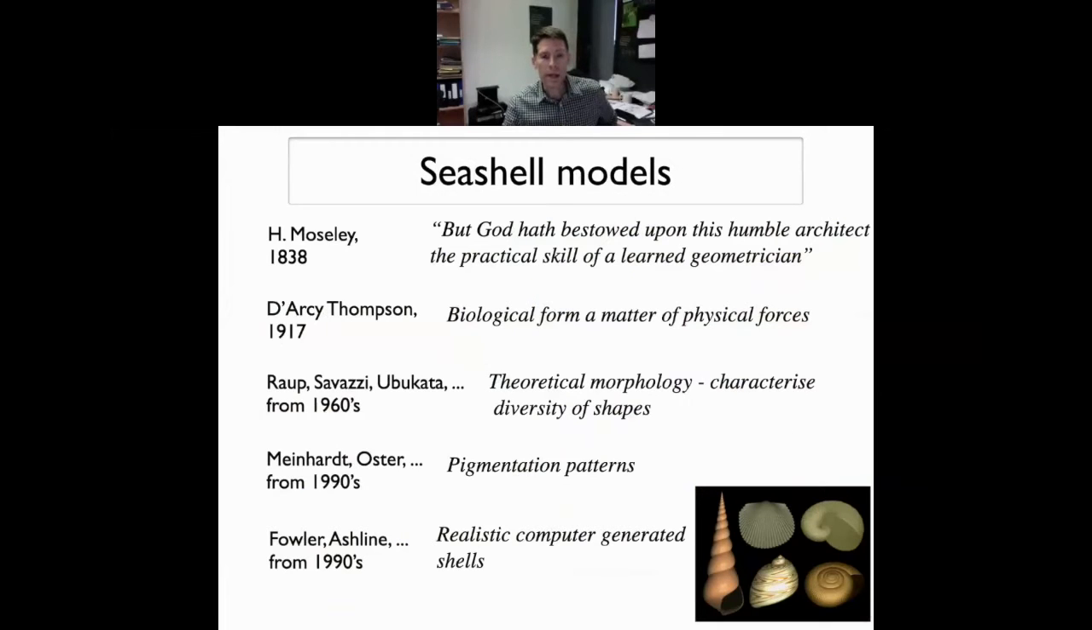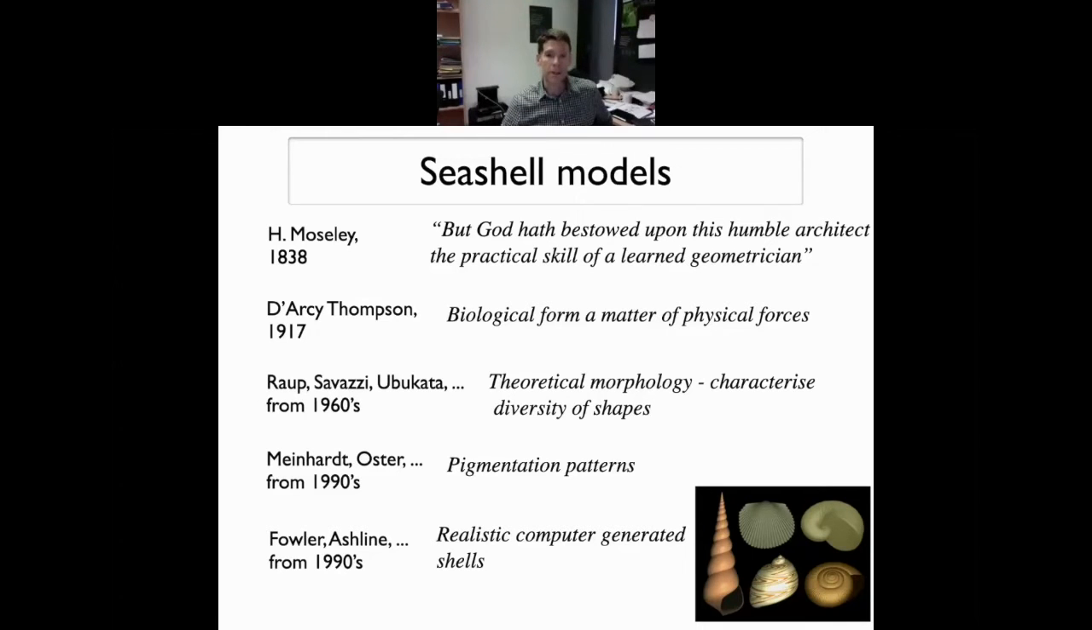There have been a lot of previous models of shells, because these date back to 1838. This quote is from the Reverend Moseley, who was working on geometric description of shells. The work I'm interested in really can be traced back to the pioneering work of D'Arcy Thompson, who brought in the concept that biological form is truly a realm of physics, which wasn't really appreciated before then.